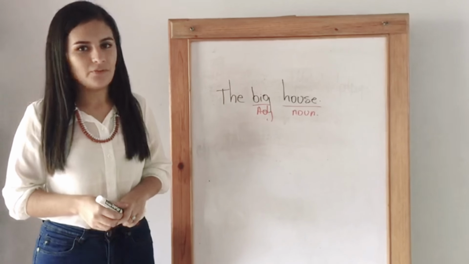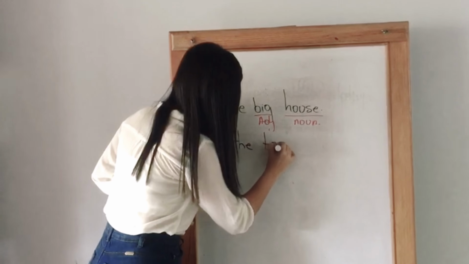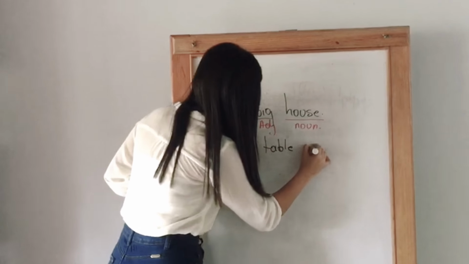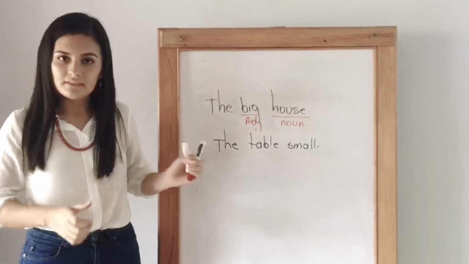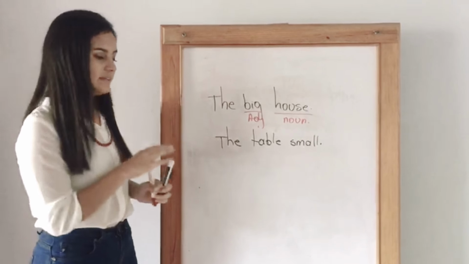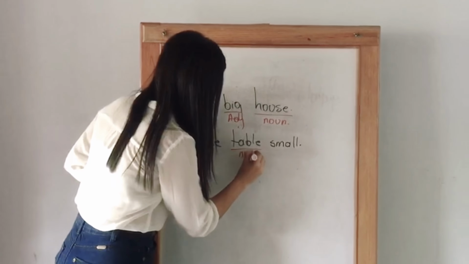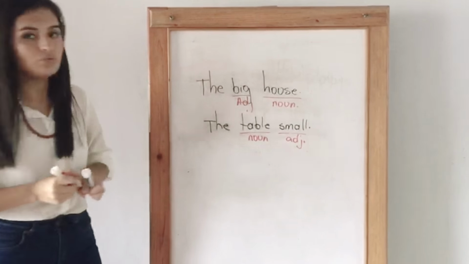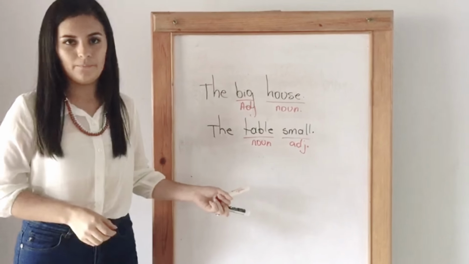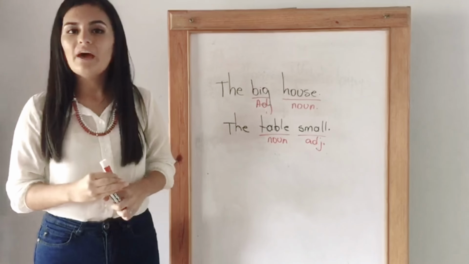Now let's practice with another example. The table is small. Do you think that this sentence is correct? No, right. This sentence is incorrect because we have here the noun and here the adjective. And as I told you, the adjective goes before the noun. Those examples you are going to use and you are going to improve. Now you know how to use the adjective.